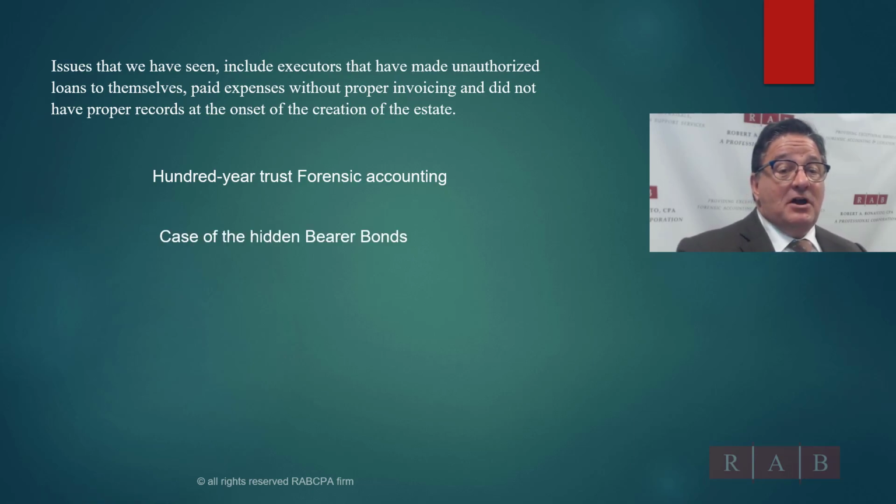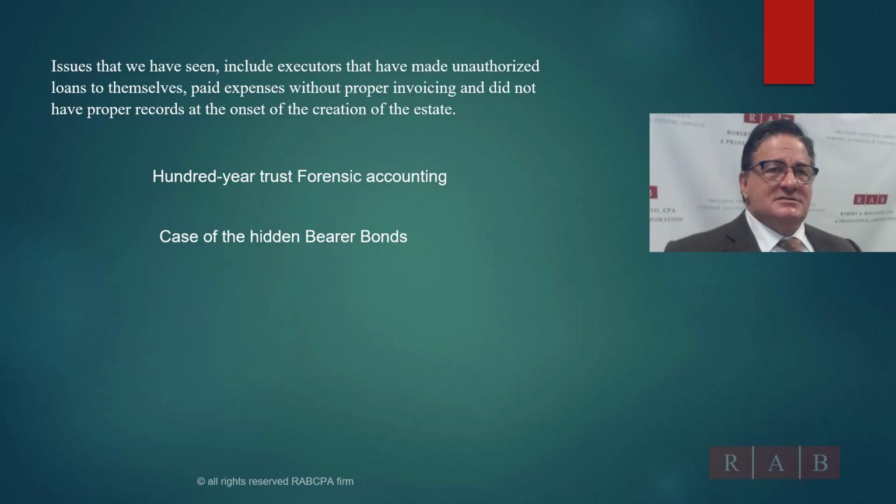The case of the hidden bearer bonds. We had an auto mechanic who worked for an auto body shop, and the owner really liked him a lot. He had no children. He had nieces and aunts and all kinds of cousins. He was very successful. He had these huge warehouses he filled with antique cars, like Model T cars and sports cars. And he had another one. He was an accordion player, full of accordions.